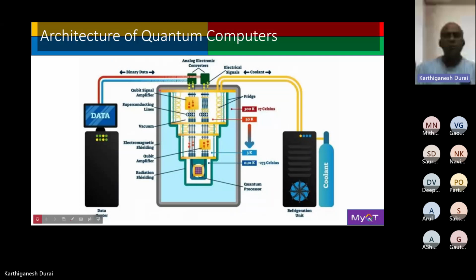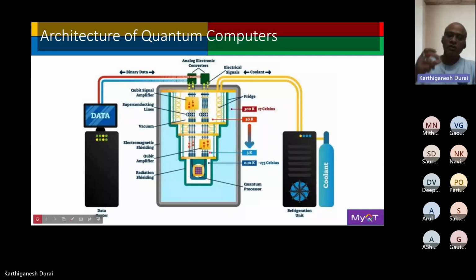The quantum computer should be shielded against interference, electromagnetic or any other radiation. Electromagnetic shielding, radiation shielding, because the quantum computer's particle properties are fragile. That's the reason why we need this kind of bulky architecture for building quantum computers. After the information is processed inside the quantum processor, it will be transmitted back.